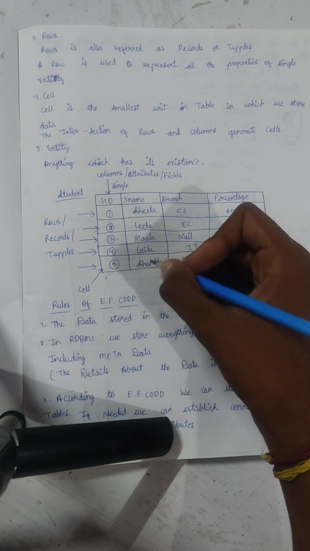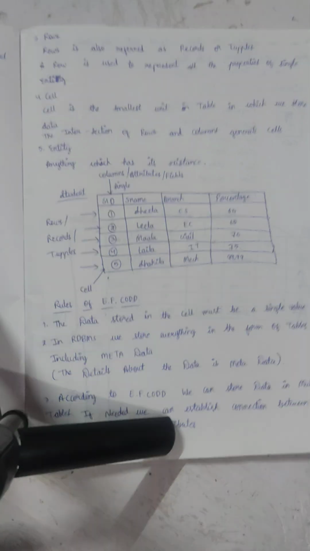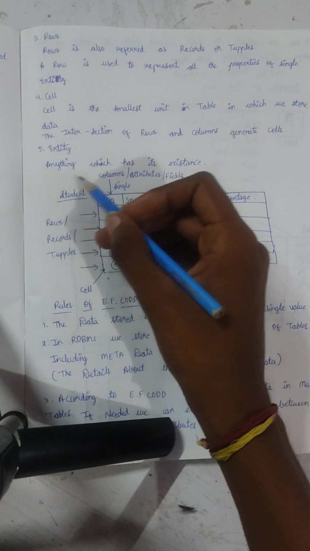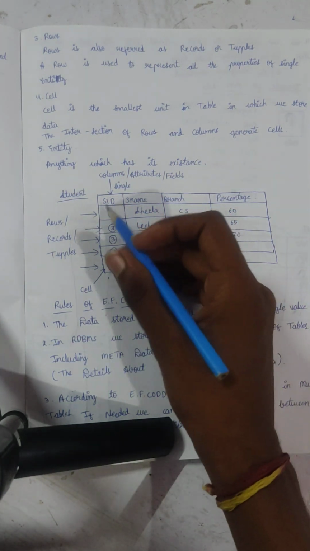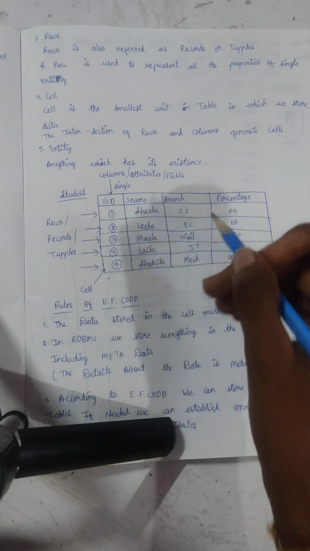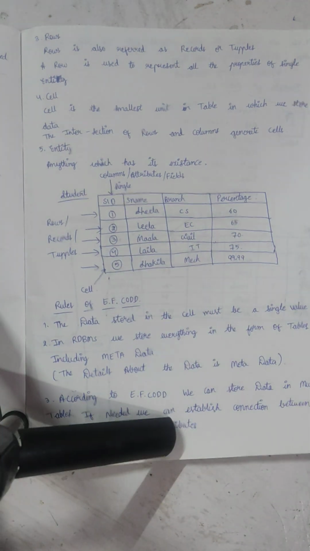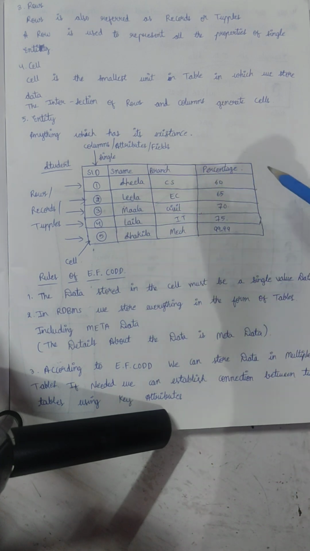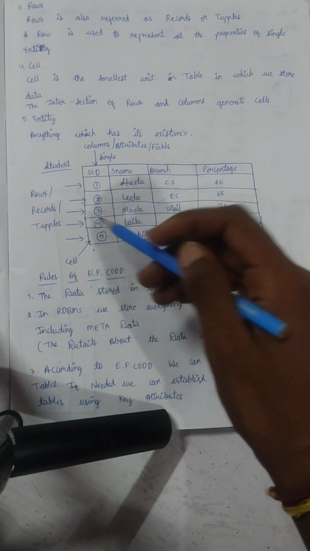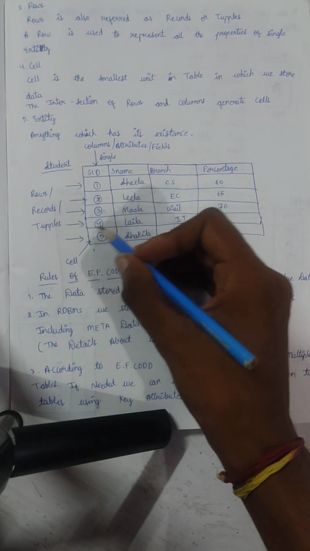Entity. Anything which has its existence is considered an entity. In this, we represent columns. We have 4 columns and 5 rows. In this, each part is called a cell.